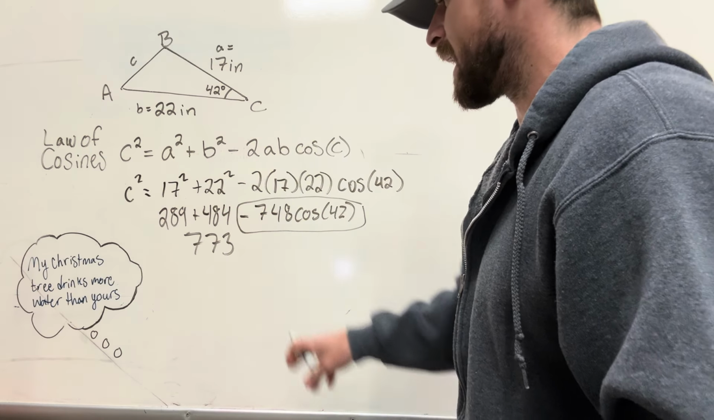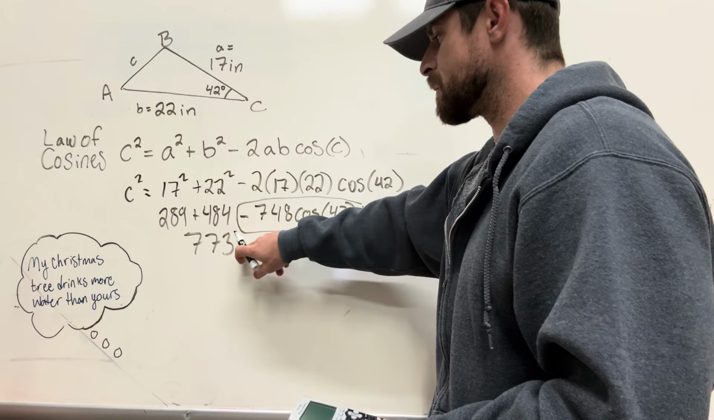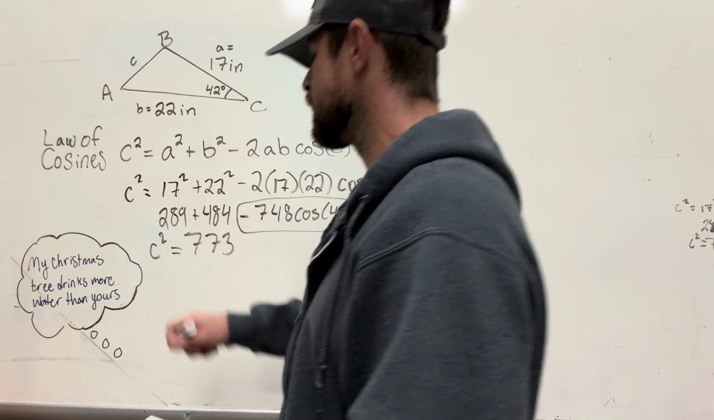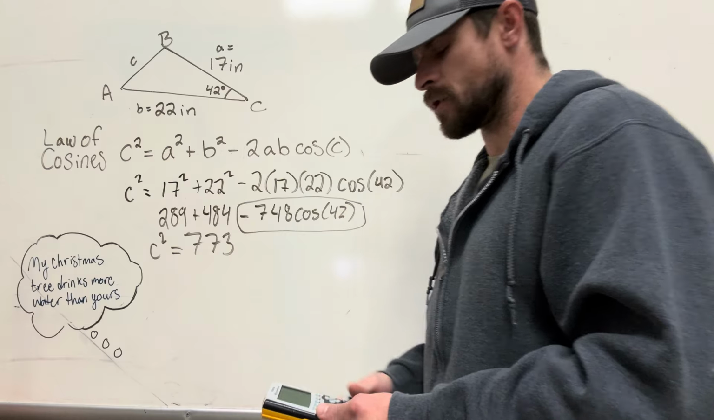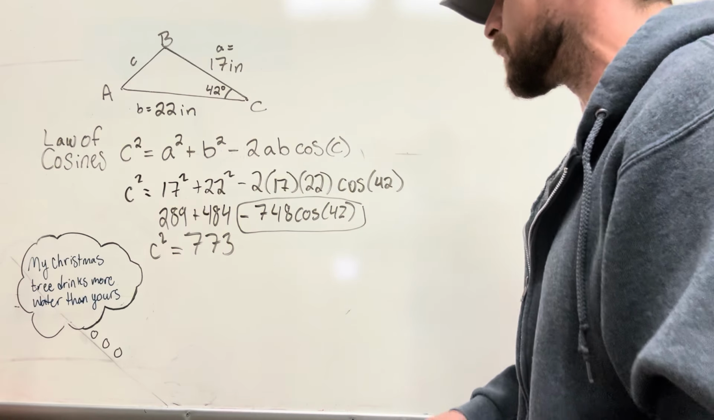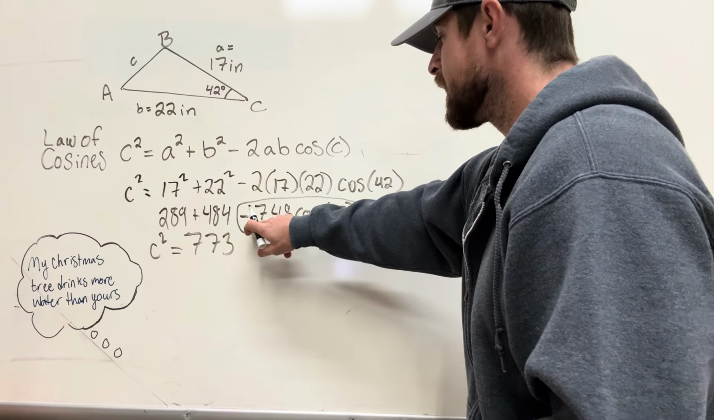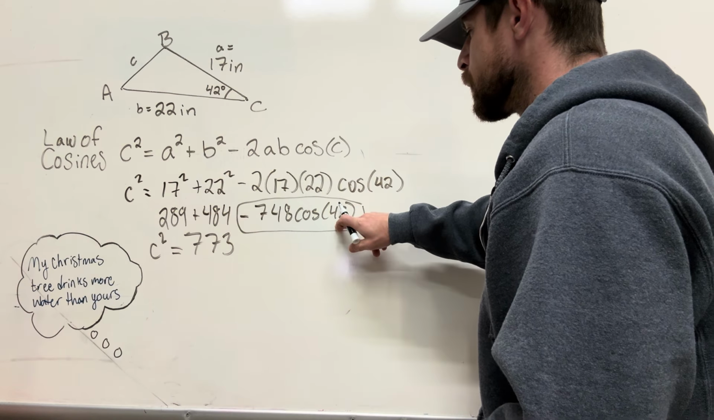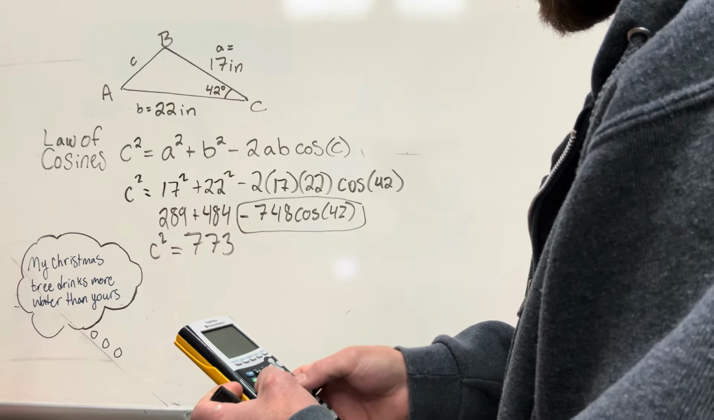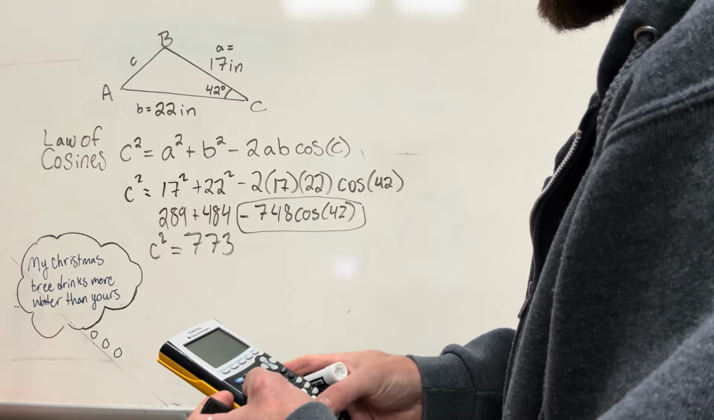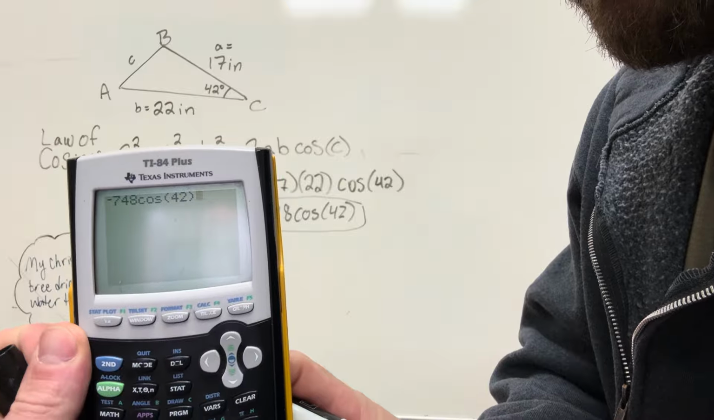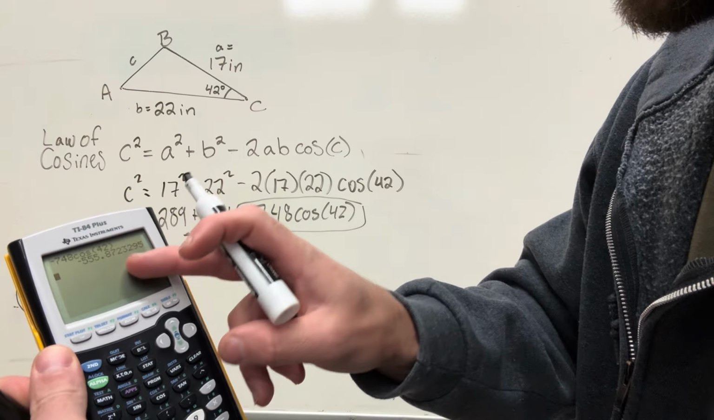get an answer for that, and that's what you're going to be taking away from 773. Keep in mind this is still equal to C squared, so we're going to have to square root at the end if you're going through it this way. There's other ways you can go through the law of cosines. I'm showing you one way to go about it with the graphing calculator. Negative 748 cosine 42. You're going to punch that in just like this. Hit enter. That's going to give you your value.